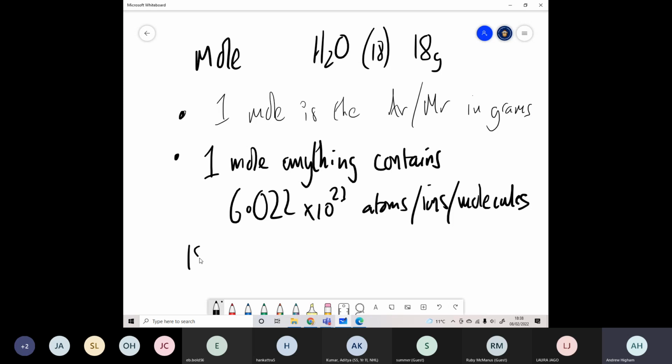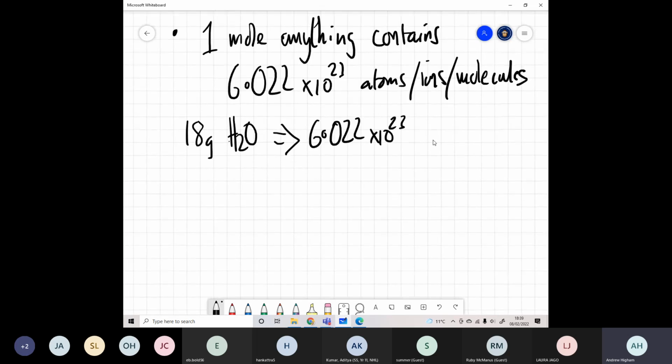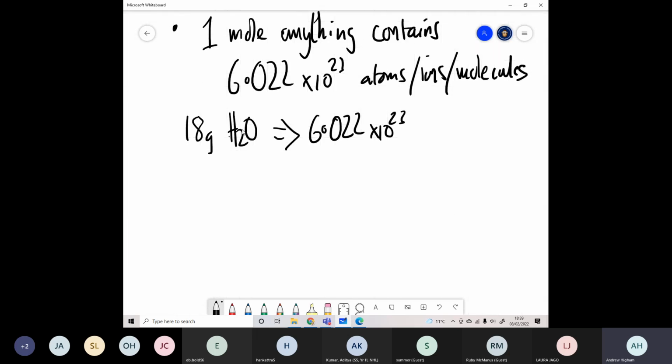So in 18 grams, i.e. 1 mole of water, we would have 6.022 times 10 to the 23 molecules of water. And what that means is, let's see if I can just drag that. Oh, brilliant. What that means is it's a huge number. I think it's, so don't hold me to this, let's see, 1, 2, 3, 6.